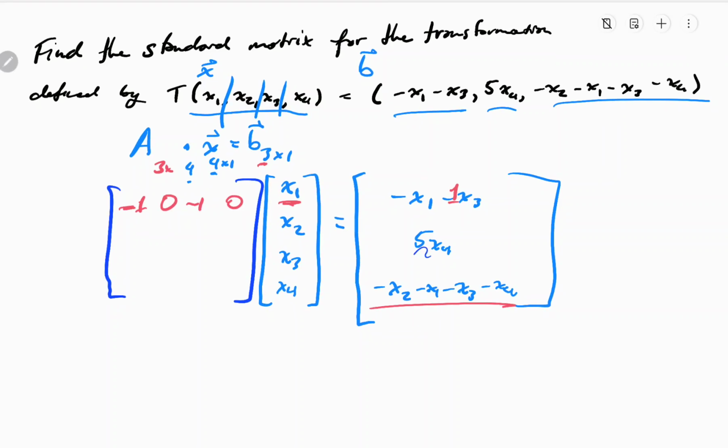In this one, I only have an x4 term that is multiplied by 5. So that means that the spot that gets multiplied by the x4 in this one will be a 5, and the rest of these will be zeros. And in the last one, we have negative 1 of each of them, so the entire row will be full of negative 1s.